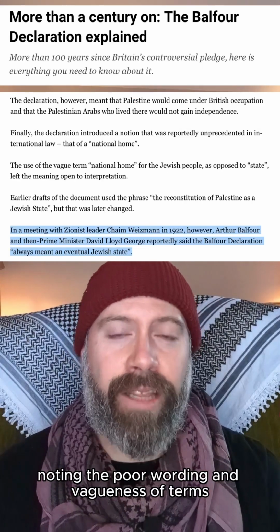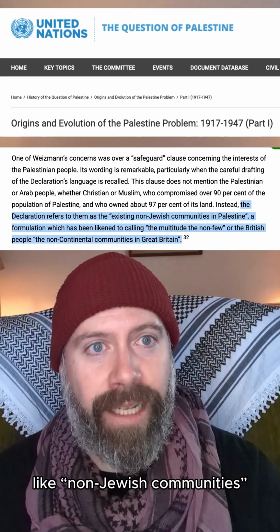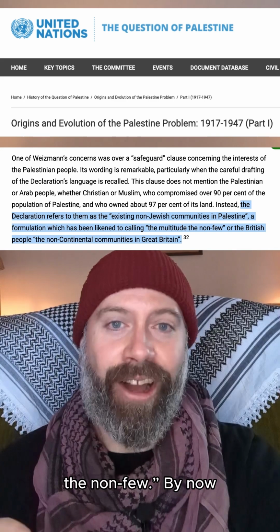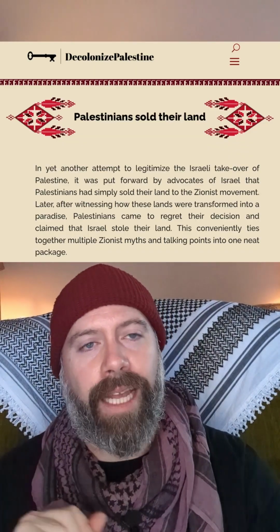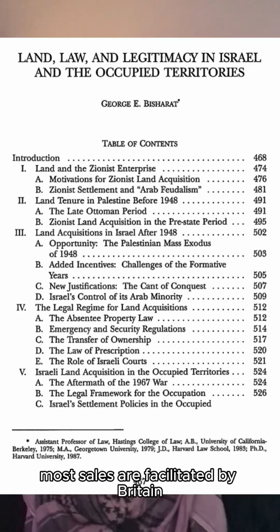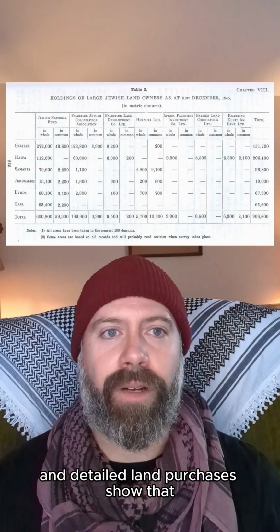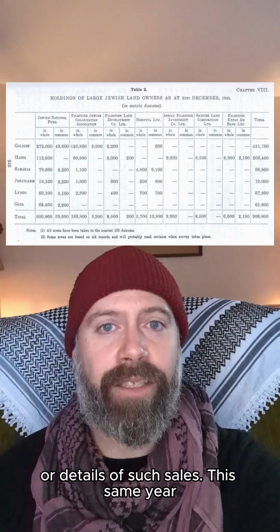One writer, noting the poor wording and vagueness of terms like non-Jewish communities, likens this formulation to calling the multitude the non-few. By now, thousands of impoverished Palestinians are displaced as Zionists buy up lands from absentee landlords in the wake of the fallen empire. Most sales are facilitated by Britain, do not involve consulting the Palestinians at all, and detailed land purchases show that even when they were, the Palestinians were generally misled about the purpose or details of such sales.